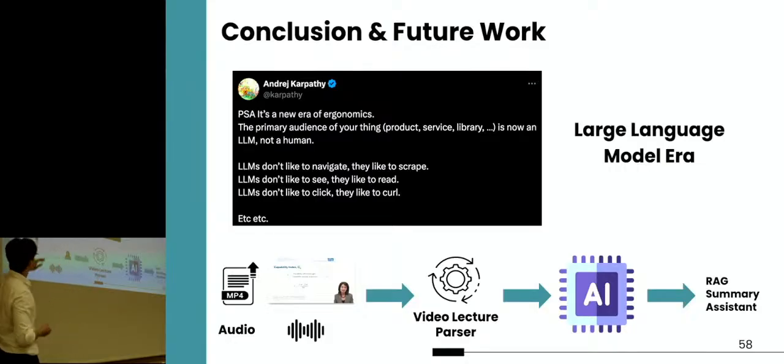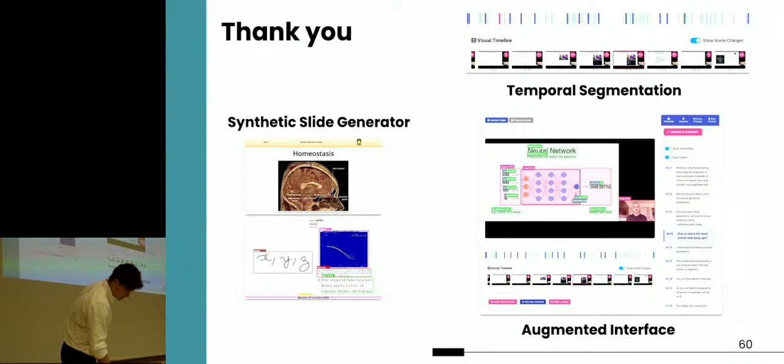And this is a quote from Andrej Karpathy, who was before the head of AI at Tesla. He says that LLMs don't like to see, they like to read, they don't like to navigate, they like to scrape, they don't like to click, they like to curl. In a sense, we made it. Our work made it easier for LLMs to read video lectures, for other applications. Thank you for listening, and I hope you have questions.